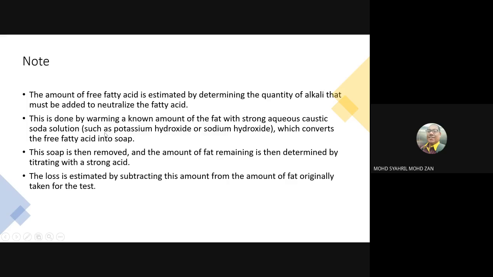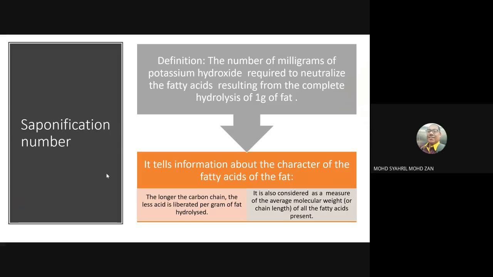So there are two types of soda solution, for example, potassium hydroxide or sodium hydroxide, which convert the free fatty acid into the soap. Okay, this soap is then removed, and the amount of fat remaining is then determined by titrating with strong acids. The loss is estimated by subtracting this amount from the amount of fat originally taken for the test. That's the meaning of saponification all about.